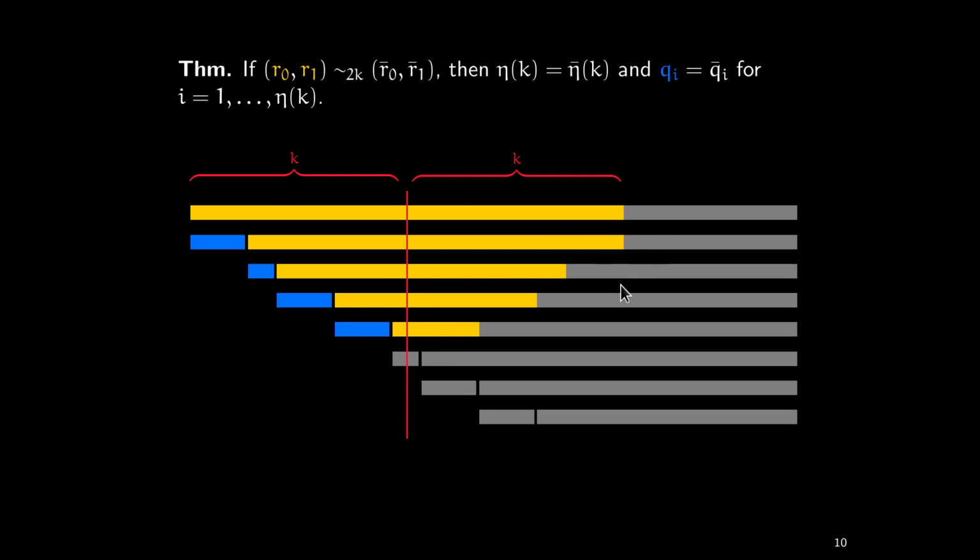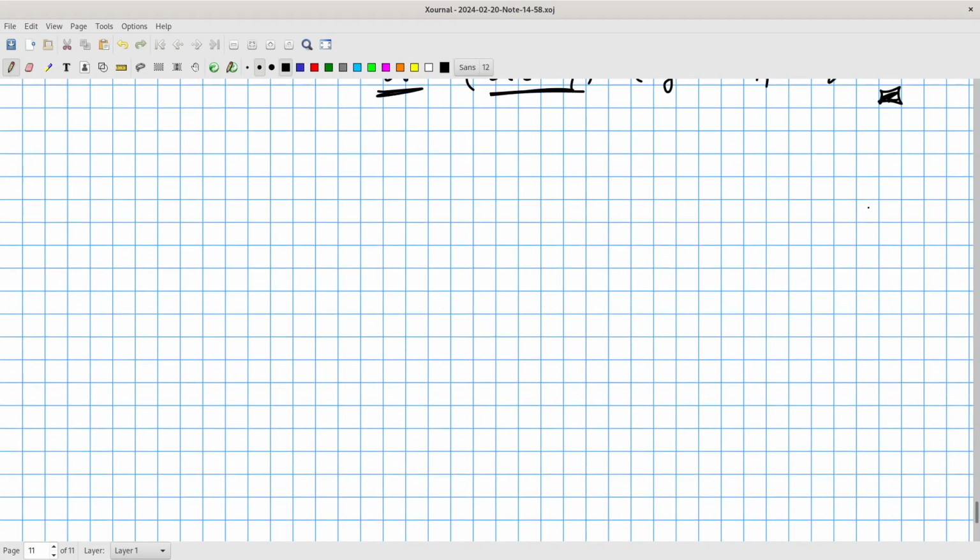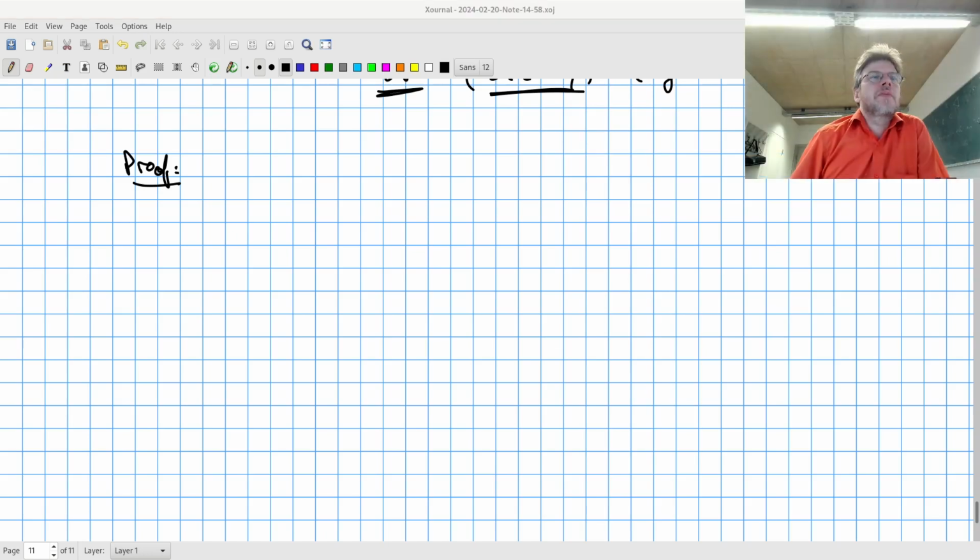So if you compute with the modified ones, you get the same result up to here, and that's exactly what the definition of the eta is. So let's see why this is true. Proof. We proceed by induction. This is one of these proofs that have an induction that doesn't go to infinity, but it's an induction that starts at 0 and only goes to eta. But nevertheless, it's an induction proof, so let's go for it.